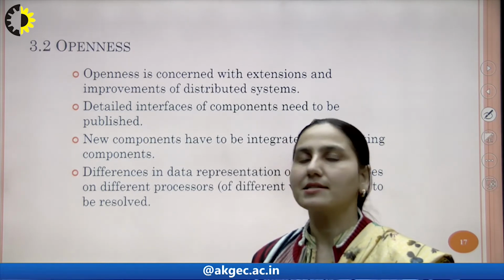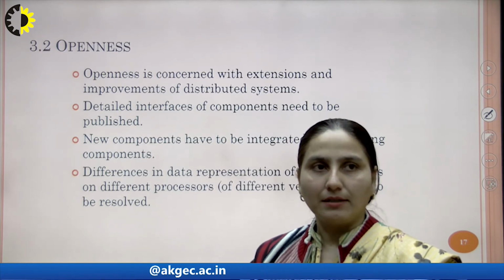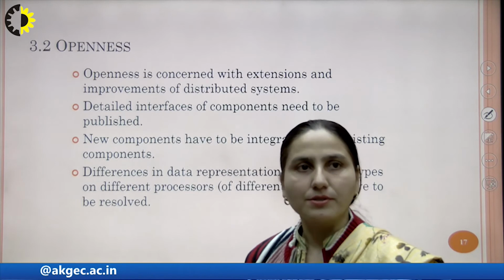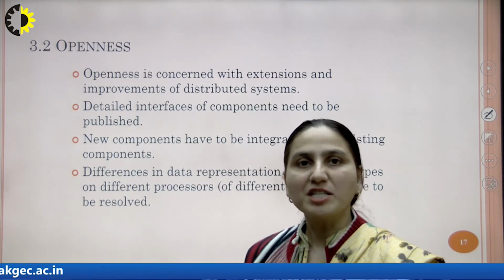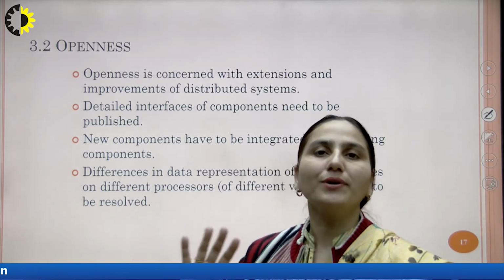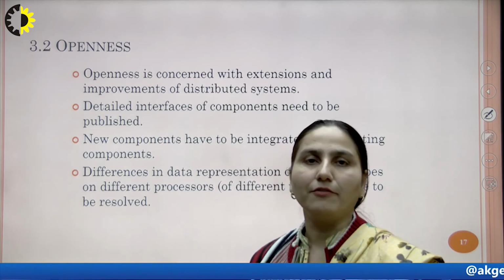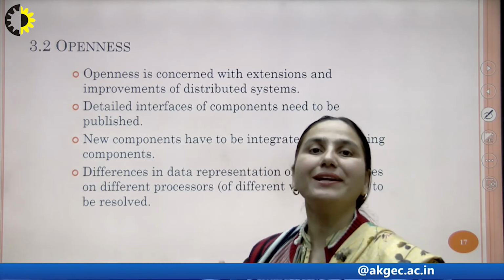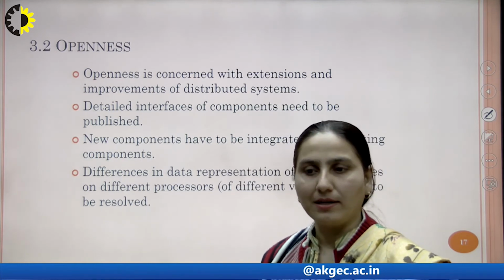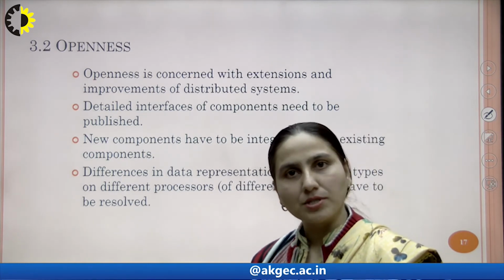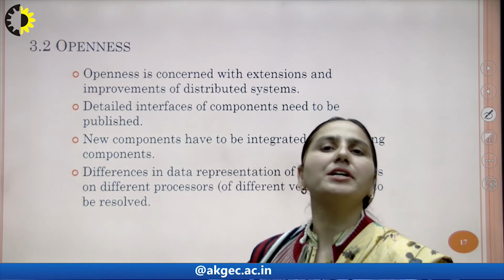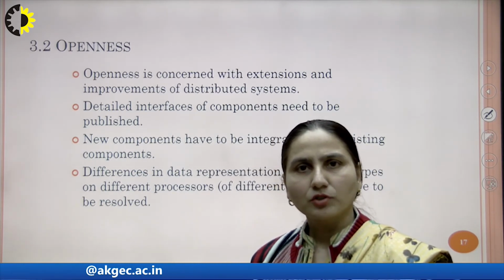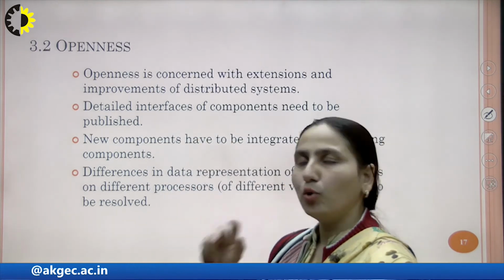Until and unless the system is improvable and extendable, the system is of no use. So it is basically concerned that if you want to extend the system, that should be possible. If you want to improve, add to, or enhance the system, that is actually possible. See, right now we have 10 nodes, and if you want to incorporate some more nodes, that should also be possible. That is the meaning of this term openness.